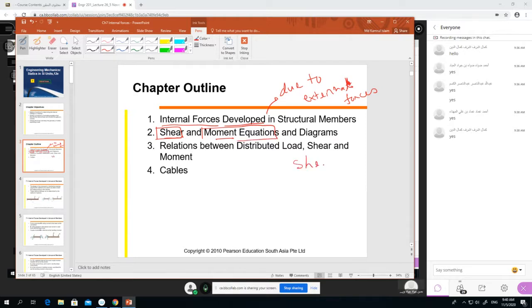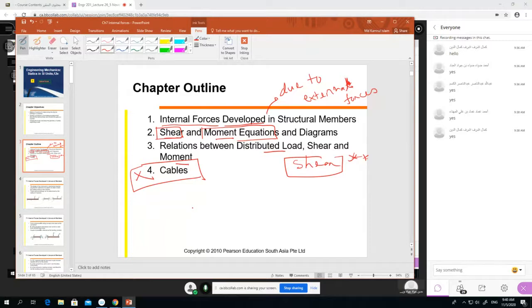Shear is a very important thing, and we are going to learn it. We will learn what shear is, and then moment, and the relation between distributed load, shear and cable. We will not study this last part. This is excluded from our study, right?